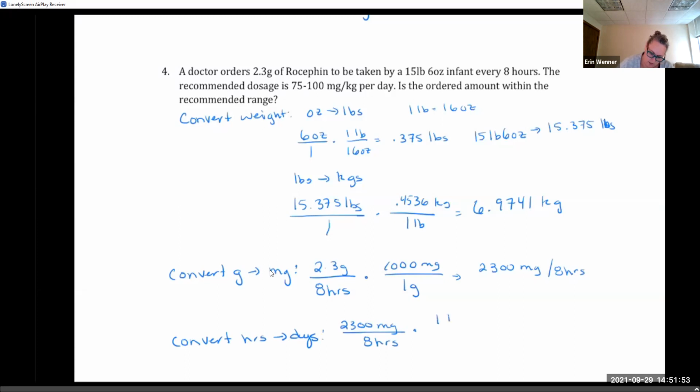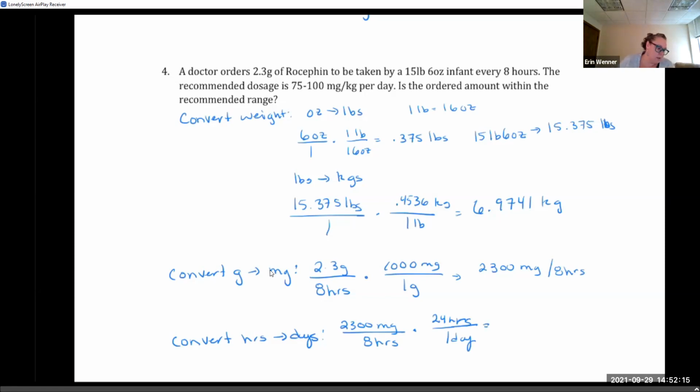We know that then 1 day. Hold on, Erin, put these in the right order, 24 hours on the top, because again, we're always asking ourselves, we want to cancel a unit of measure. So where does it need to go? It needs to go diagonal from the starting one.